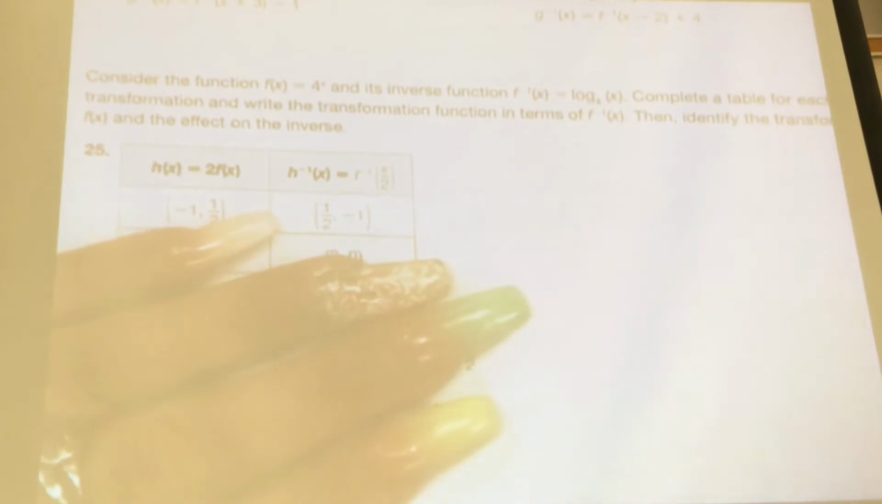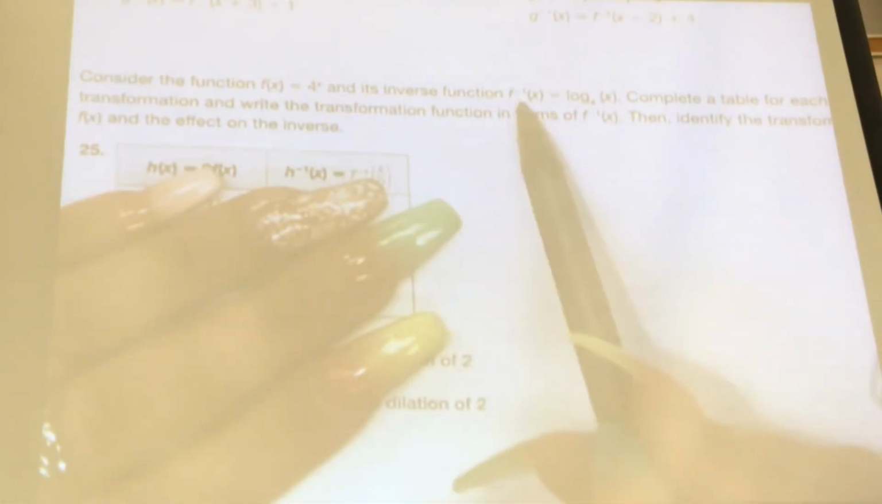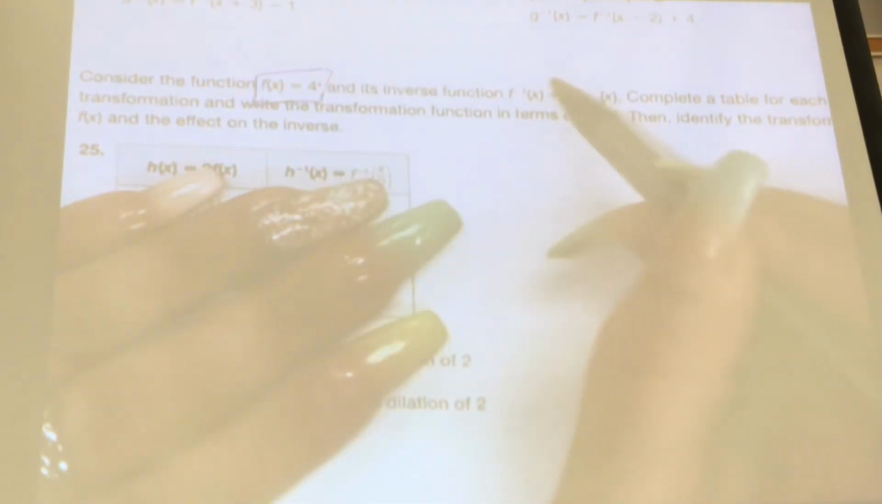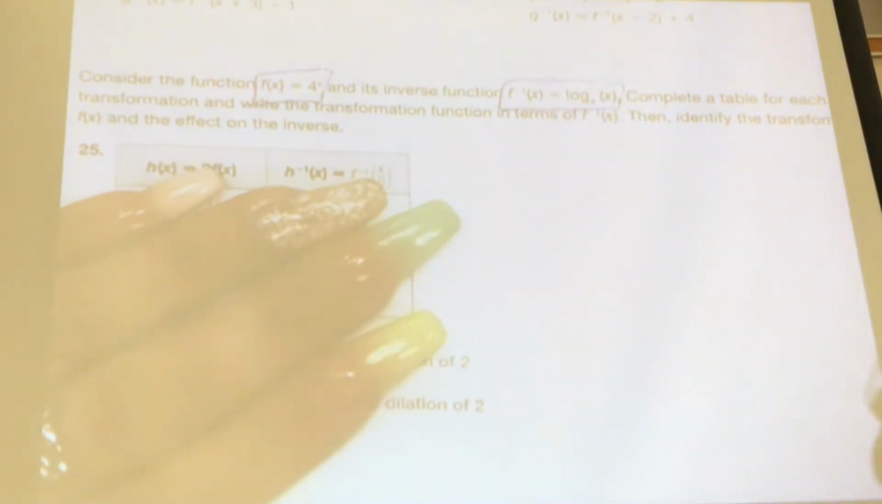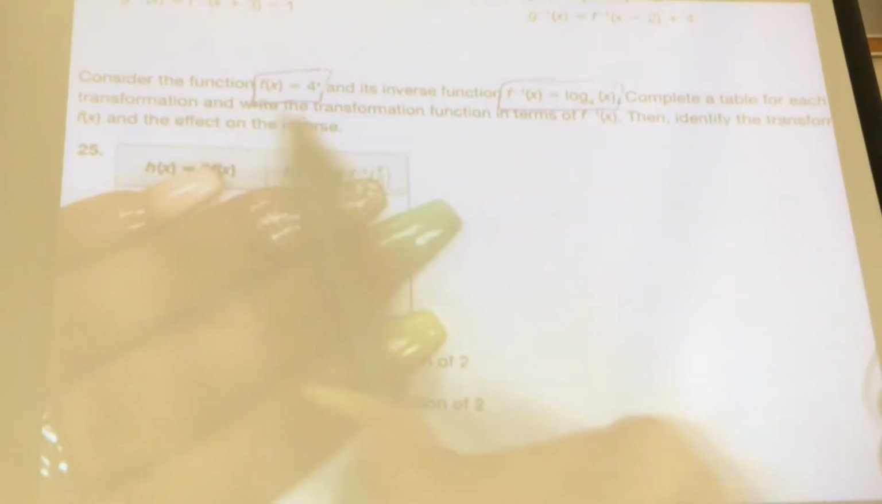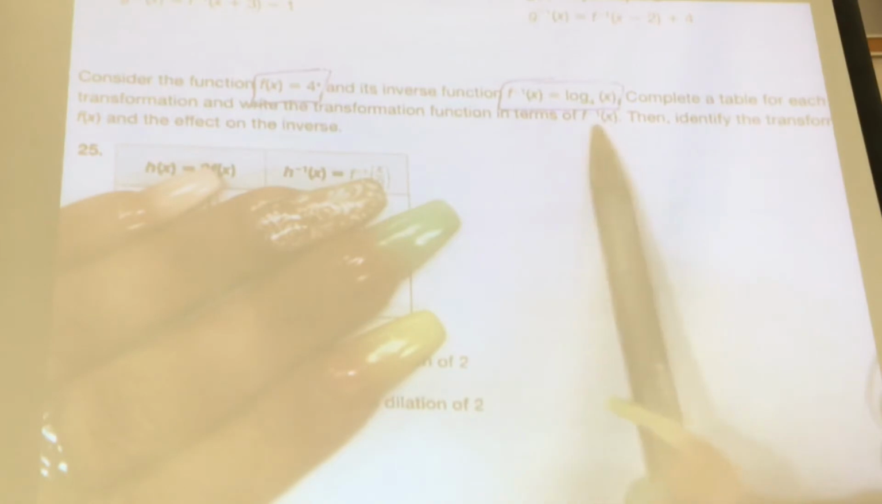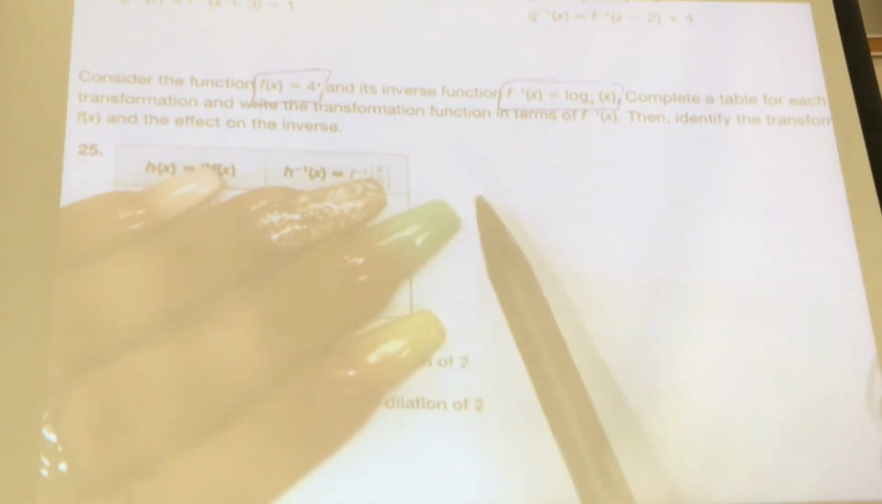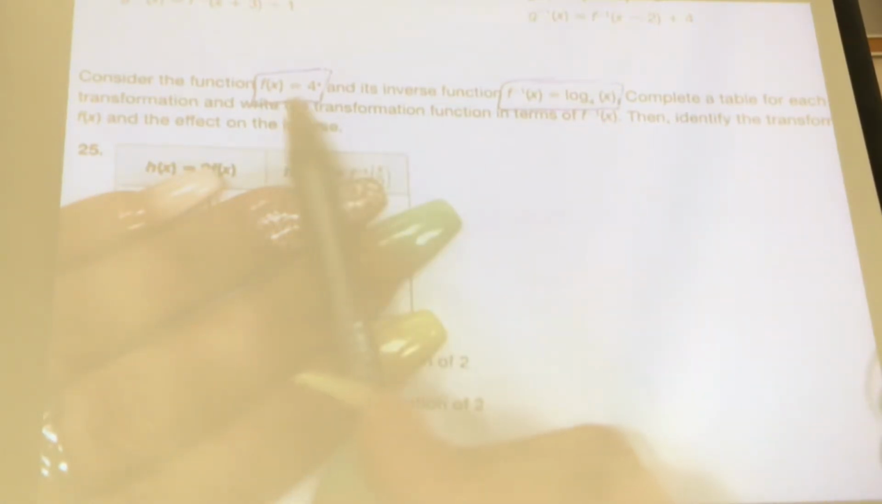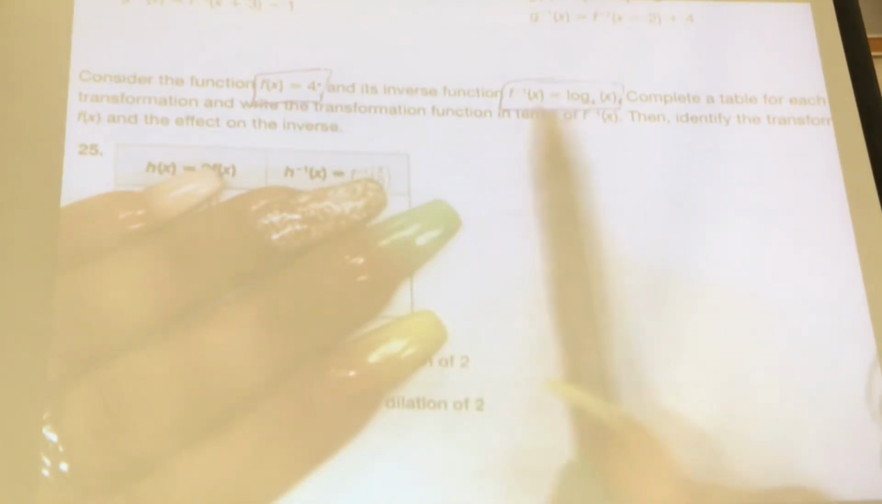Okay, if we read the directions, consider the function f of x equals 4 to the x and its inverse, log base 4 of x. So now we already know how to do from here to here. You guys already know how to do this. Now we're going to complete the table for each transformation and write the transformation function in terms of its inverse. Then we're going to identify what that transformation is. So the original function is f of x equals 4 to the x, and its inverse is log base 4 of x. So let's write that down.